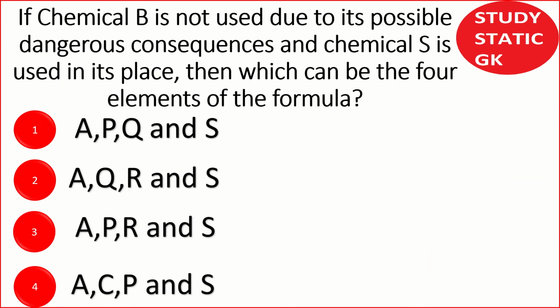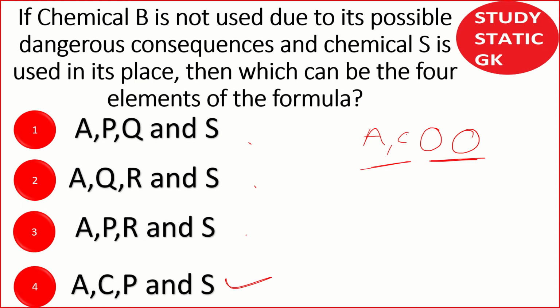Next, if chemical B is not used due to its possible dangerous consequences, so B should not be there, which means A and C must be there, because at least 2 stable elements are required. So A and C must be there. In the options, only the fourth one is having A and C. The remaining three are not having C. So the answer is 4. Blindly we can say the answer is 4.